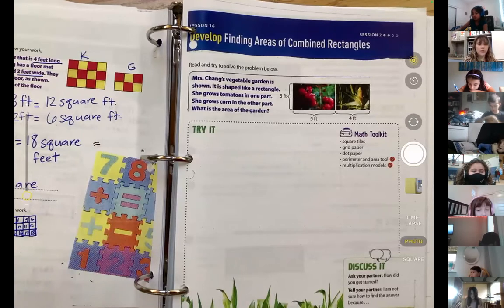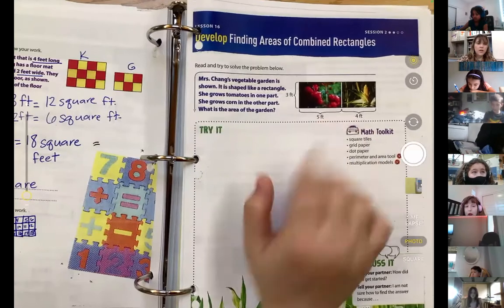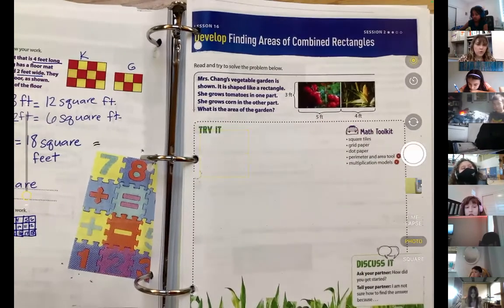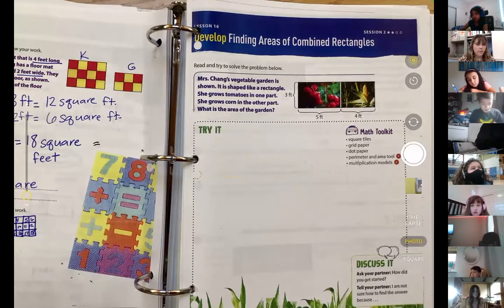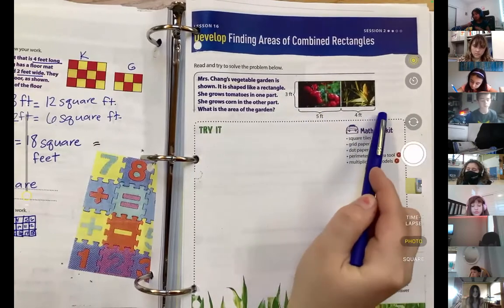Mrs. Chang's vegetable garden is shown. Here's her vegetable garden. It is shaped like a rectangle. She grows tomatoes in one part. She grows corn in the other part. What is the area of the garden? Okay, so we need the area of this whole thing.